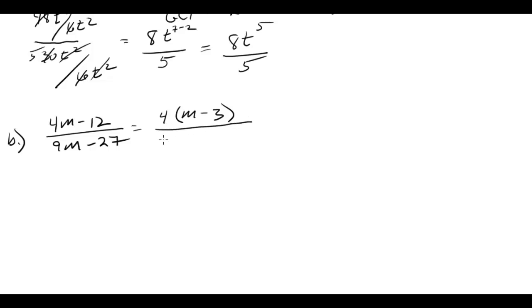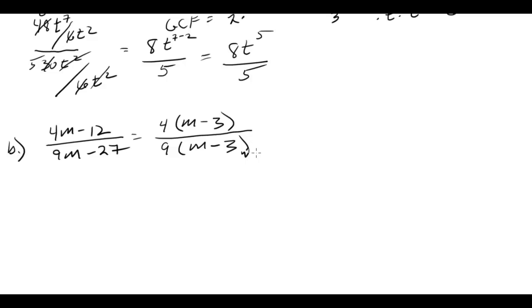And from the bottom, I can factor out a 9. And what am I left with? M minus 3. Aha! Okay, well, my greatest common factor is m minus 3. So, if I'm following the rules here, I'm going to divide that by m minus 3. I'm going to divide that by m minus 3. Alright, that's going to cancel that. That's going to cancel that. That's going to cancel that. And I'm left with 4 9ths.